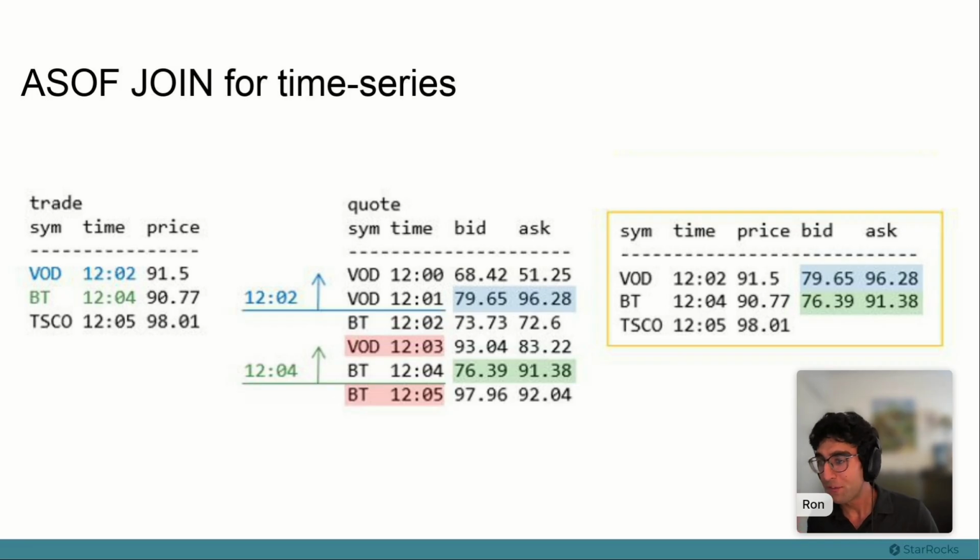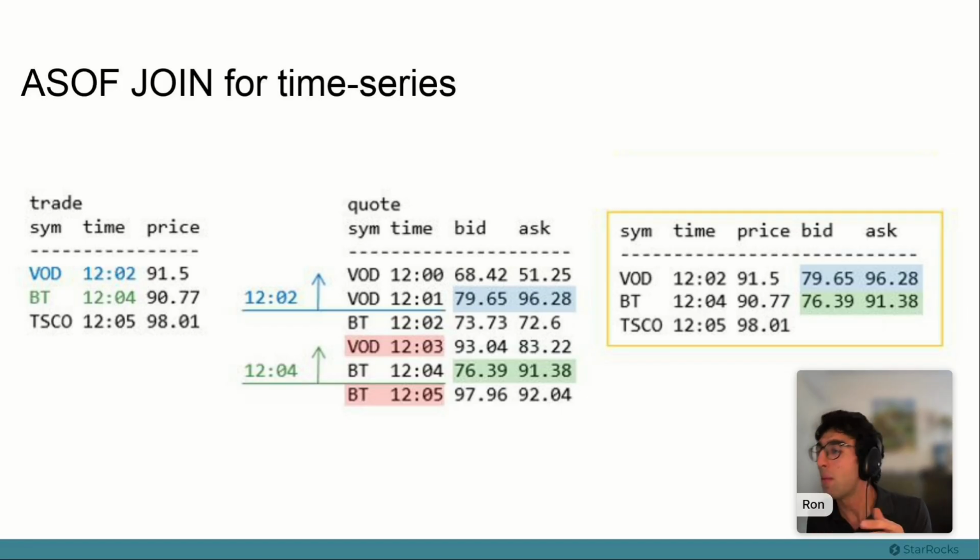So using this example here, if you look at it, after I discuss it, you'll see, okay, you could have used a traditional window statement here, but let's walk through the example. So say I have this ticker VOD and I have BT. So VOD and BT, the time that I executed these trades on the left-hand side was at 12:02 and 12:04.